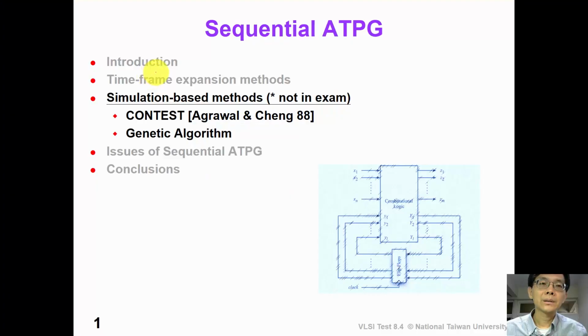Hello dear classmates, welcome back to the Sequential ATPG. In this video, we are going to introduce a new test generation technique, the simulation-based method. We will introduce the CONTEST algorithm and the genetic algorithm.